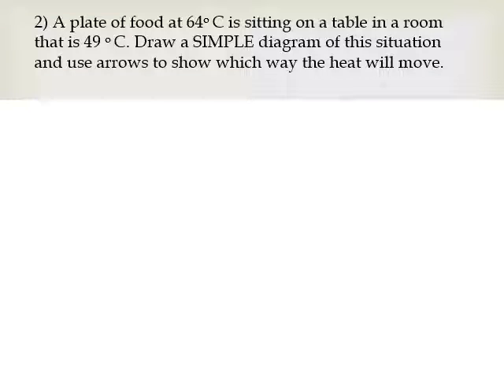See which one's going to be the warmer temperature, either 64 or 49. See which way the heat's going to move. It always goes from the warmer thing to the cooler thing. So will it go from the food at 64 out into the room at 49, or will it go from the room at 49, the air, down into the food at 64? See what you think, draw yourself a picture, answer that, and then we'll move on to number 3.